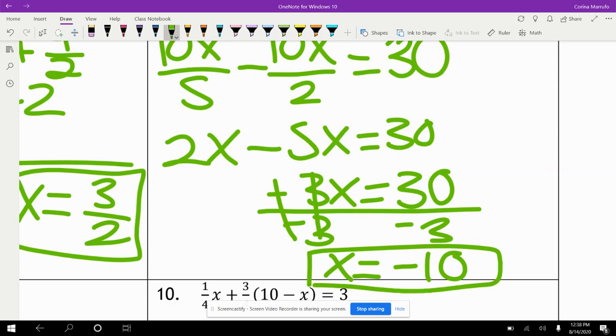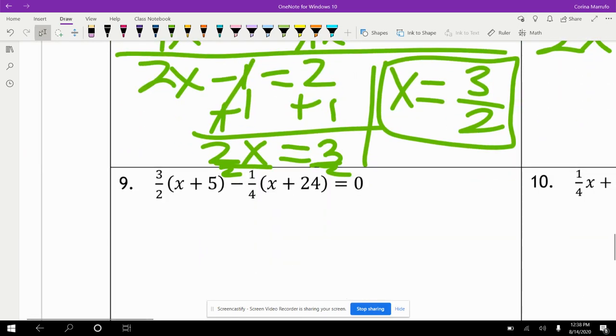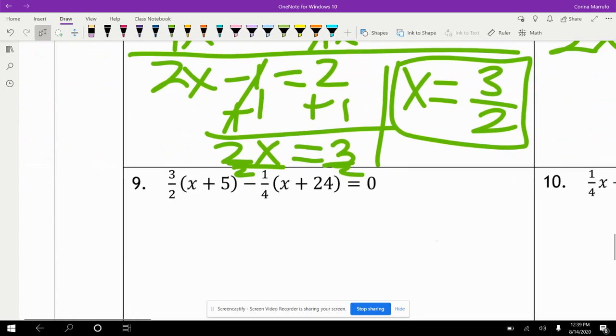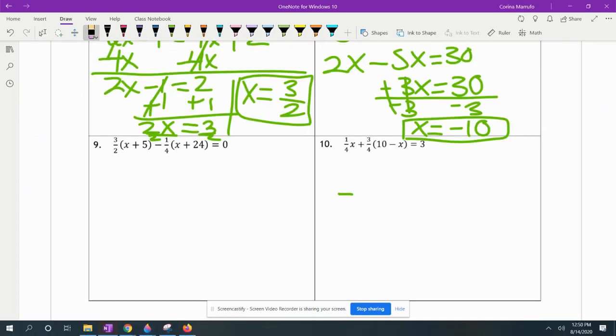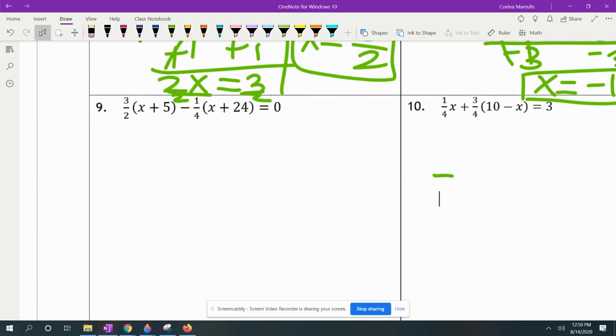Okay, so now the next section. Oh, wait, it's similar, I think, still. For the last section, we're going to take the 3 halves and the 1/4, and we're going to cancel out the fractions first. So we're going to multiply the whole thing by a common factor, or a number that has factors of 2 and 4, which would be 4.